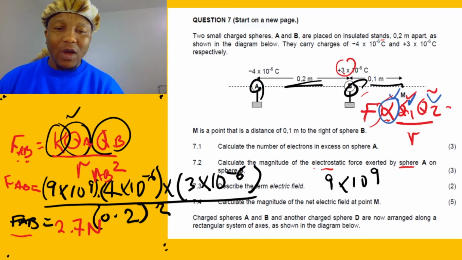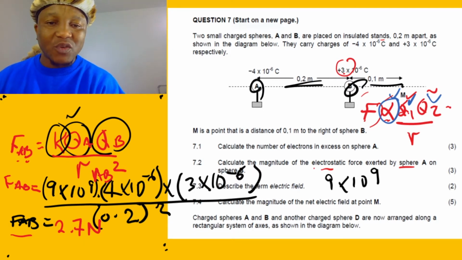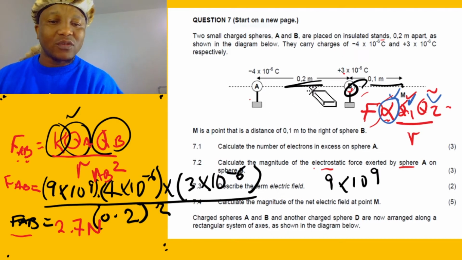Now we want to go to 7.3. So we have electrostatic force between A and B equal to 2.7 Newton. Okay, so let's erase everything.